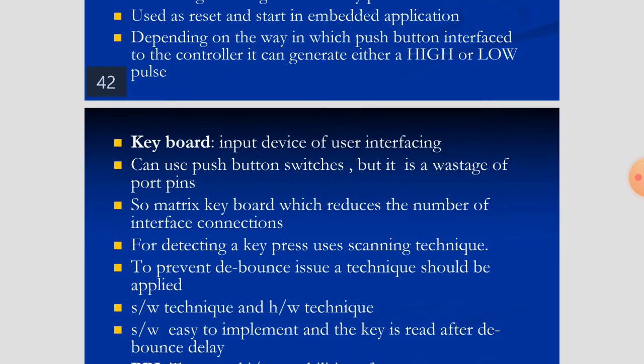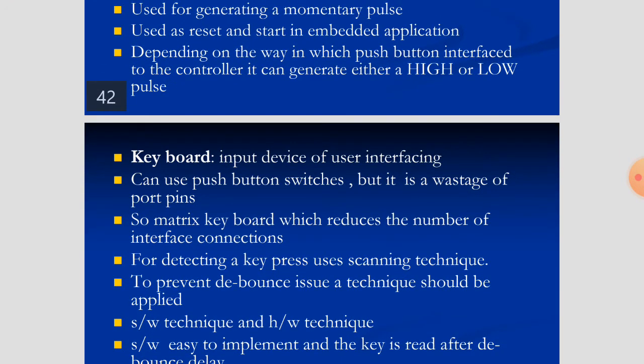And here you can see that, depending on the way in which the push button is interfaced to the controller, it can generate either high or low pulses. Some switches are active low pins, and some switches are active high pins. Depending on this, the programmer can use a low push button switch or a high push button switch to generate the different types of pulses, high or low.